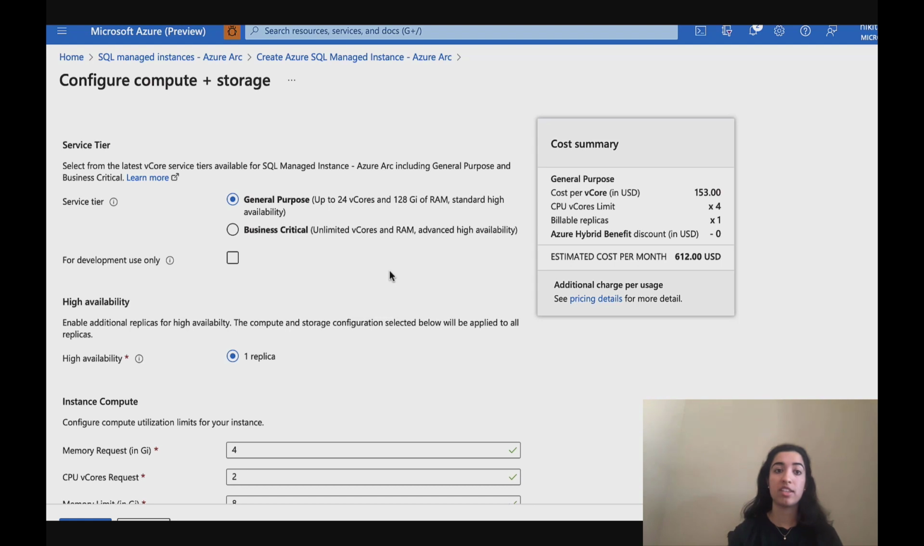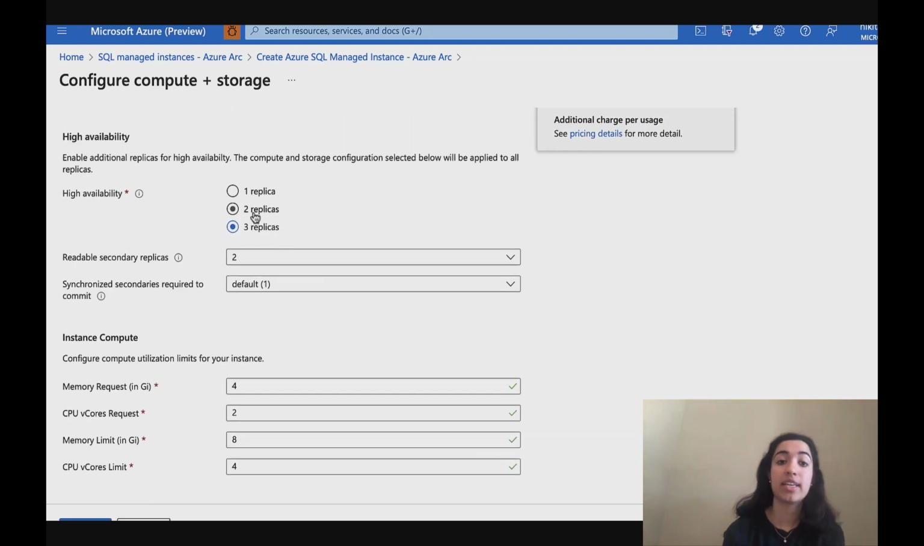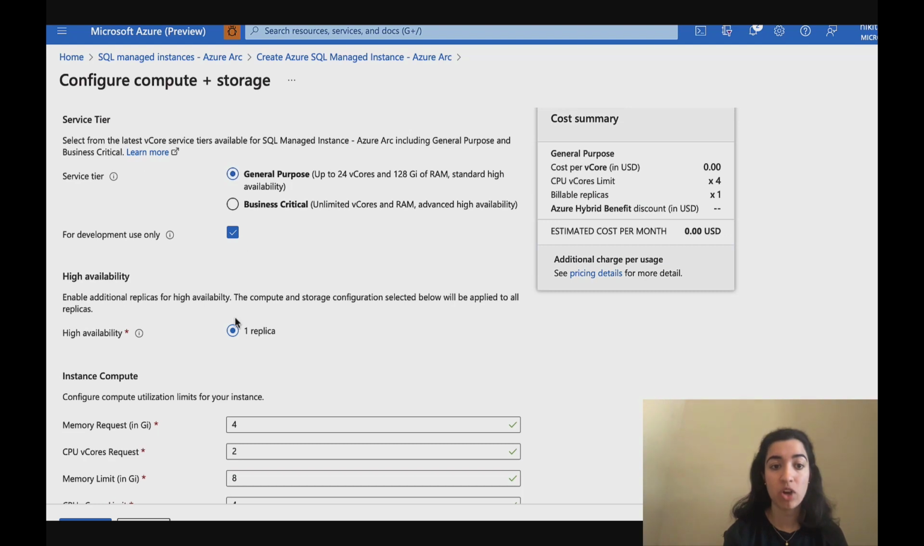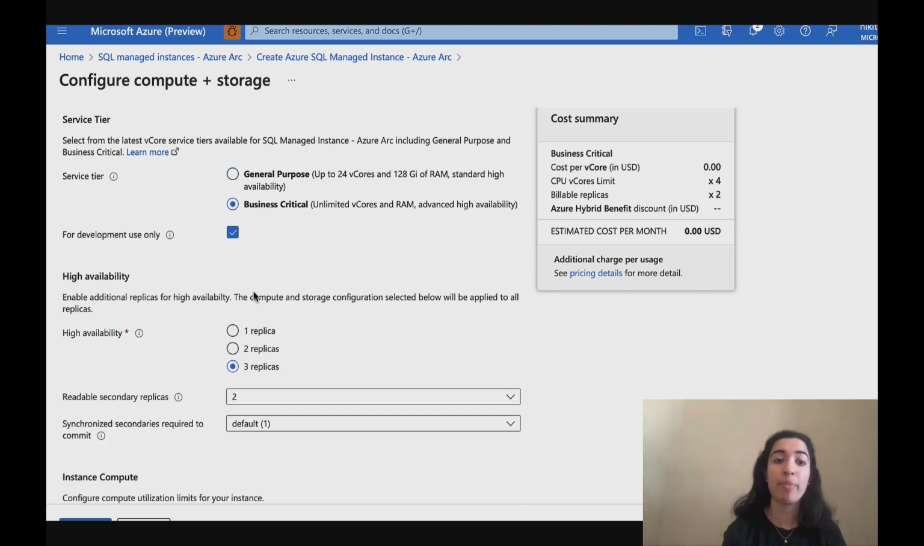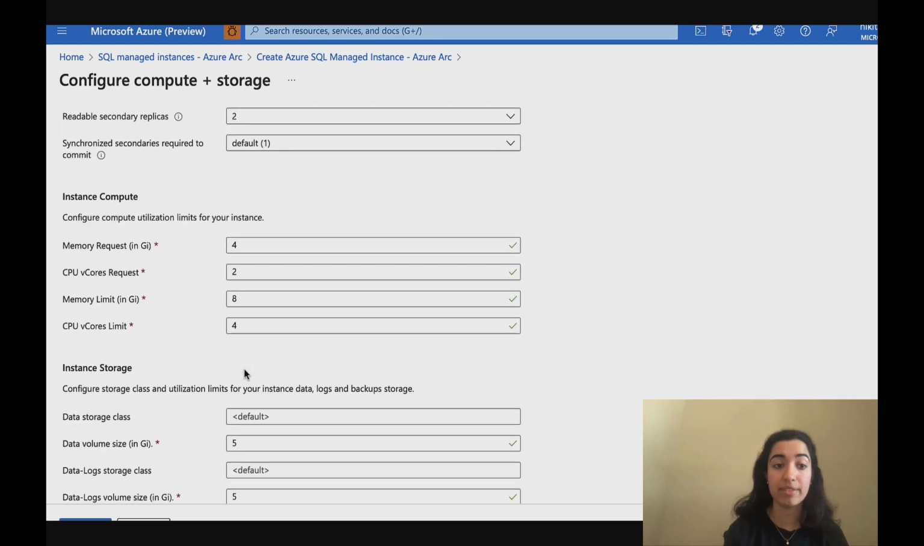I'm going to pause here. This is where you can pick the service tier, so general purpose or high availability for business critical. That's where the difference is for HA. So if you want to try out business critical for development use only, this is the case where you can actually pick your replicas. You can pick 2 or 3 replicas, which is the difference from general purpose, where if you hop over here, you only have that one replica. But because in business critical we offer that higher level of availability, you have this option and can configure readable secondaries on top of that.